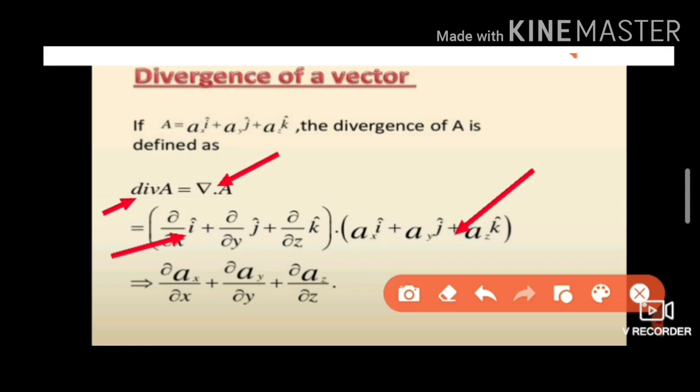So what is i cap dot i cap? It is 1. So the remaining quantity is ∂/∂x of Ax, meaning ∂Ax/∂x plus ∂Ay/∂y plus ∂Az/∂z. This is the divergence of A. Means we have to take the derivative of Ax with respect to x, plus the derivative of Ay with respect to y, plus the derivative of Az with respect to z. This is called the divergence of a vector.